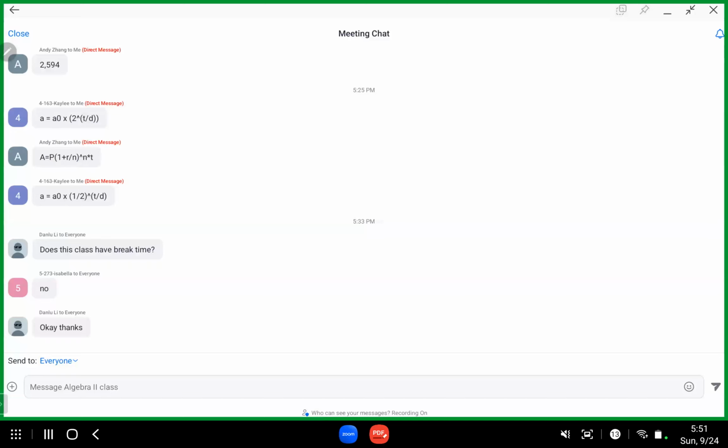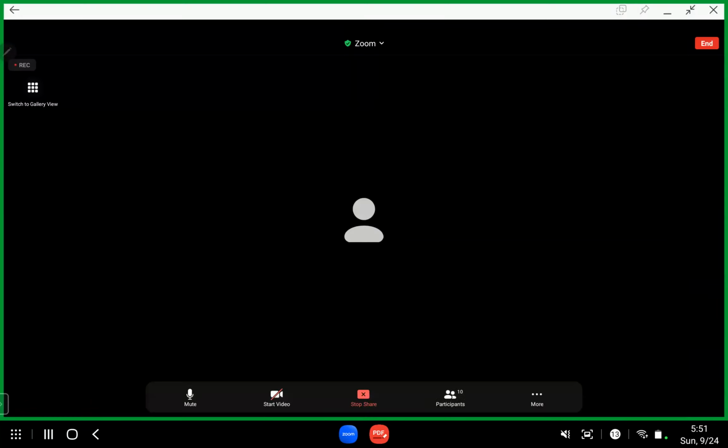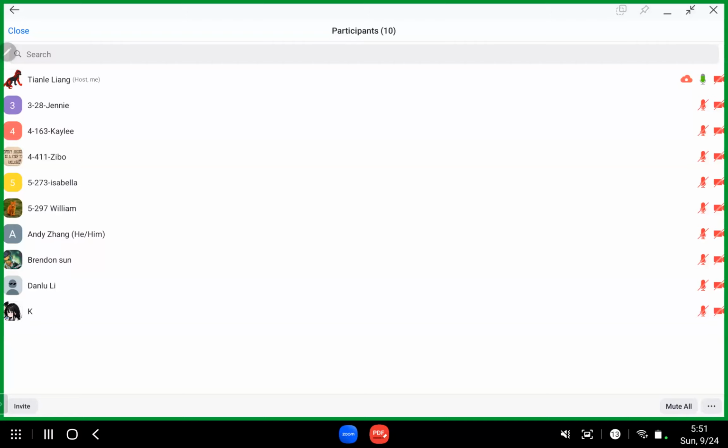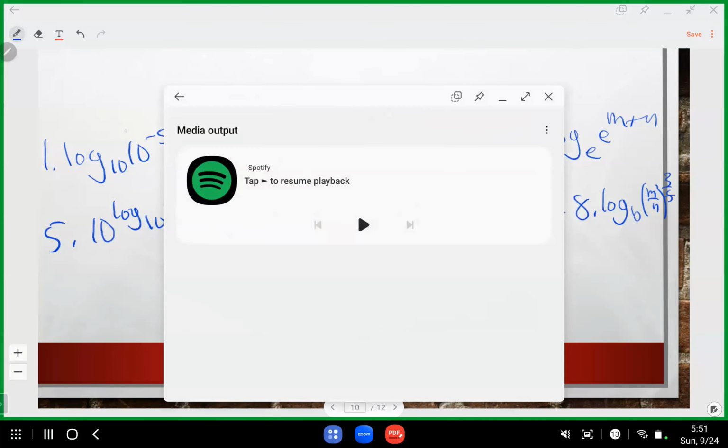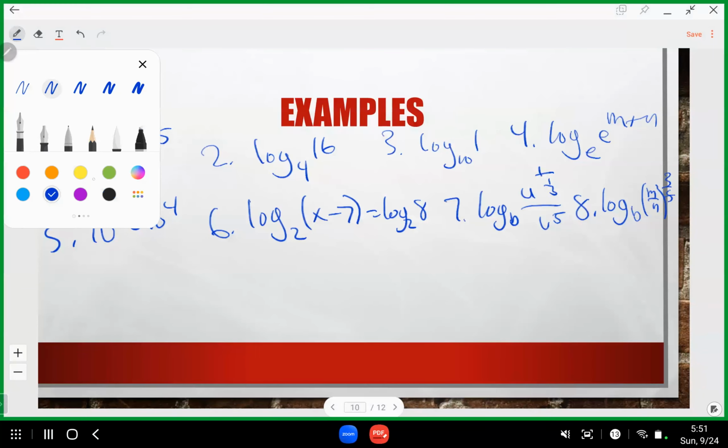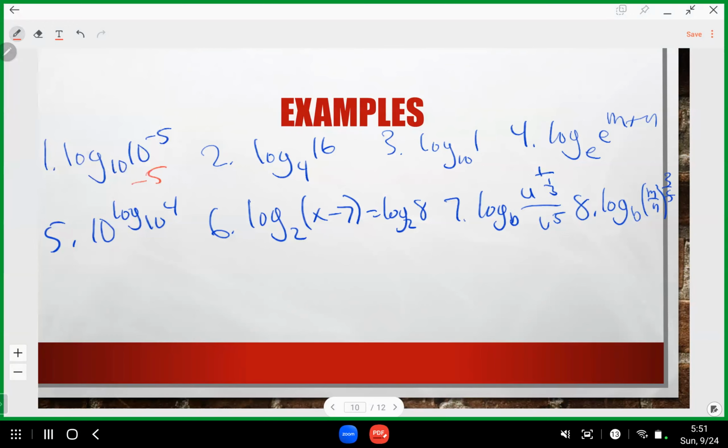All right, so let's go over this one. So who can solve these problems? How about William? William, can you help me with this? Okay. So what's the first one? Number 1 is -5. Okay. Number 2 is 2. Number 3 is 0. Number 4 is m plus n.